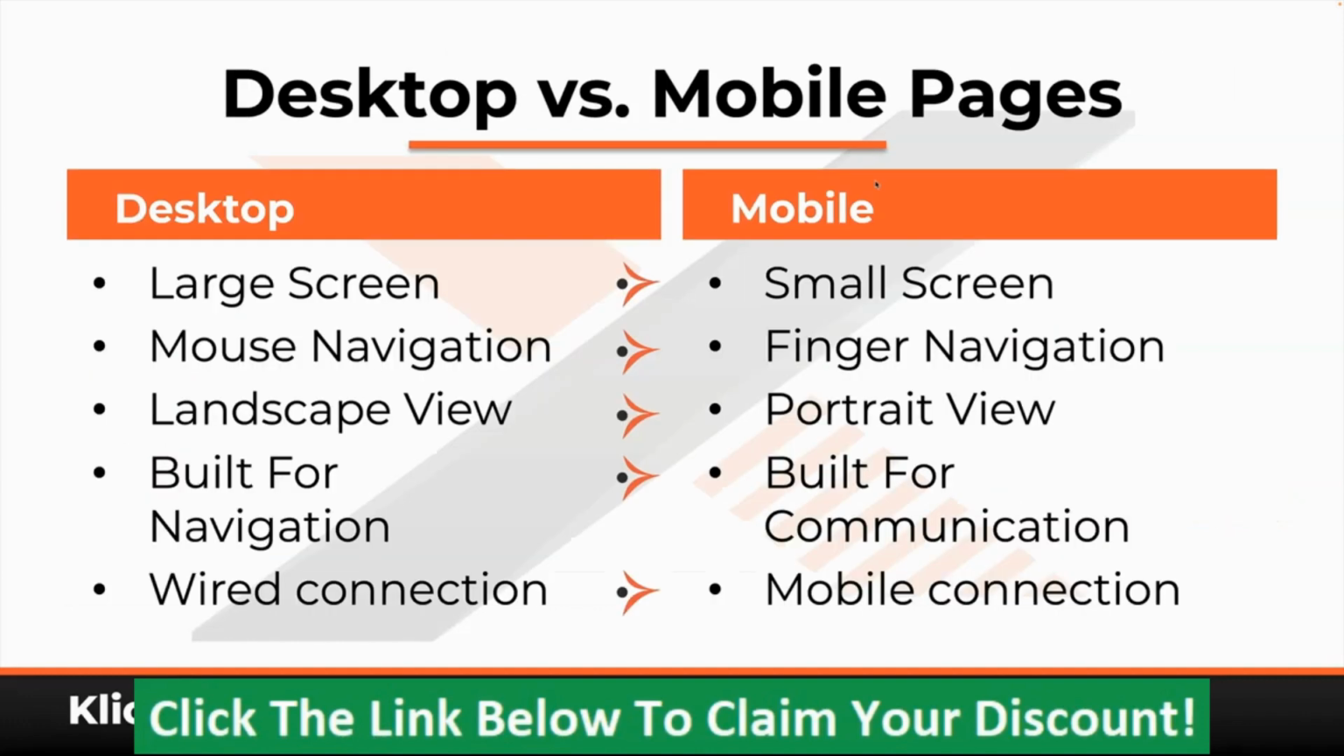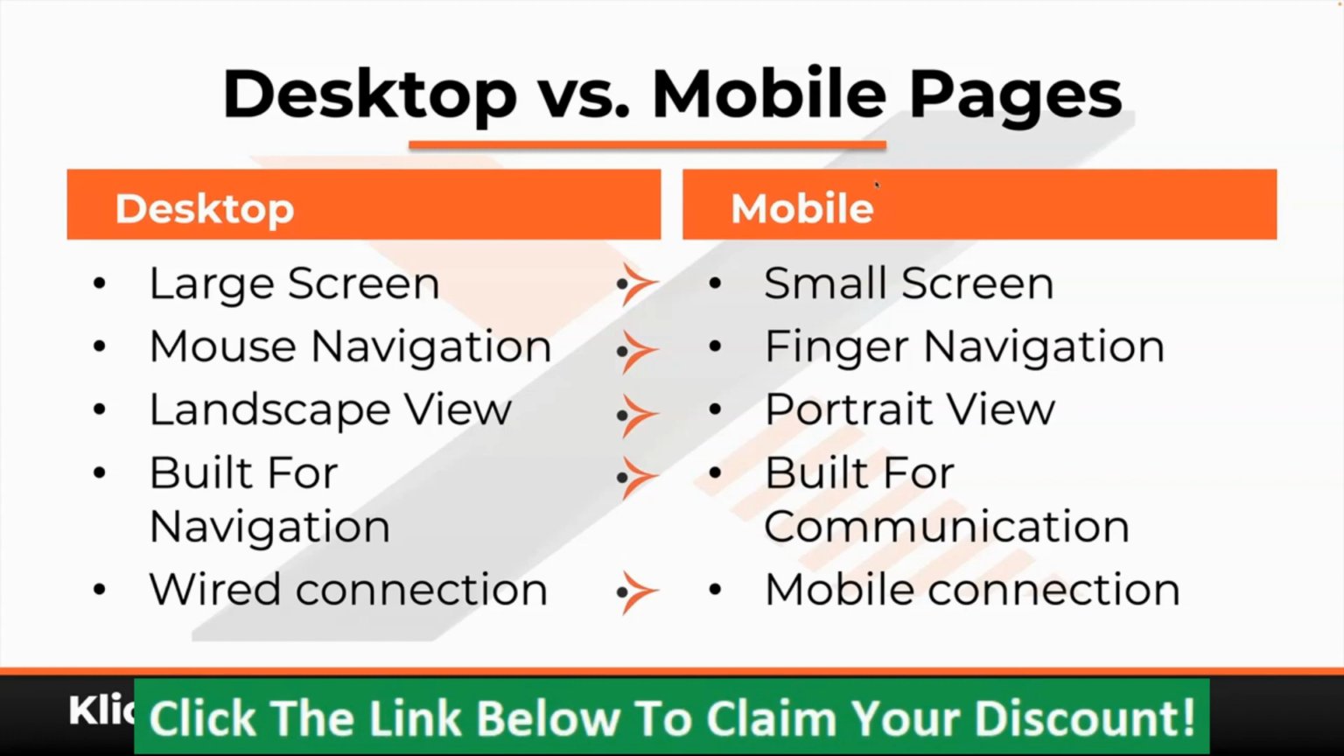If you look at the differences between desktop and mobile pages, this is what we saw. Desktop is obviously for a large screen, right? It's mouse navigated. It has a landscape view, so it's looked upon differently. It's built for navigation, and it usually has a wired connection or a wireless connection in the house. On the mobile side, however, we've got a small screen, finger navigation, a portrait view, and it's built for communication.